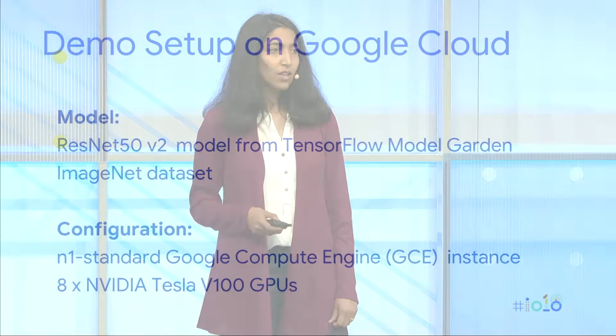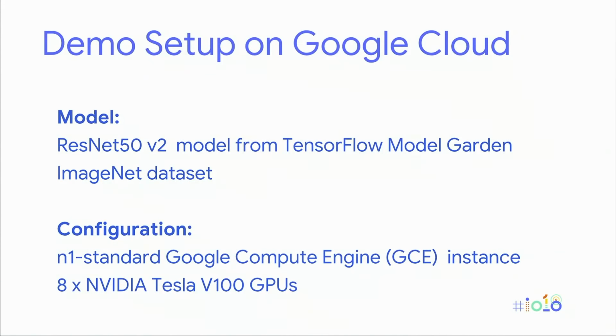Thanks, Priya, for the great introduction to MirroredStrategy. Before we run the demo, let us get familiar with a few configurations. I'm going to be running the ResNet50 model from the TensorFlow Model Garden. ResNet50 is an image classification model that has 50 layers. It uses skip connections for efficient gradient flow.